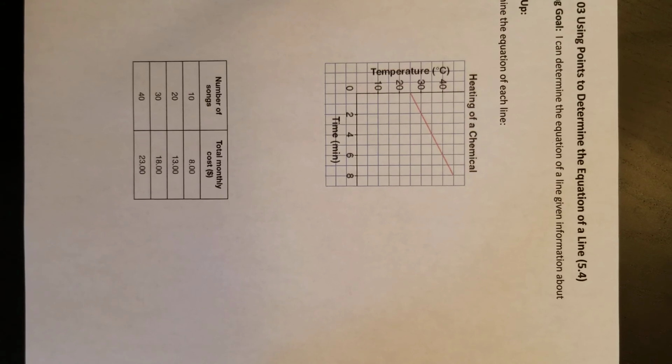Hi, grade 9s. Today is the Unit 5, Day 3 lesson, and we're going to look at how to find the equation of a line. We're going to be doing that algebraically, but first we want to review how we can find the equation of a line from a graph and from a table.